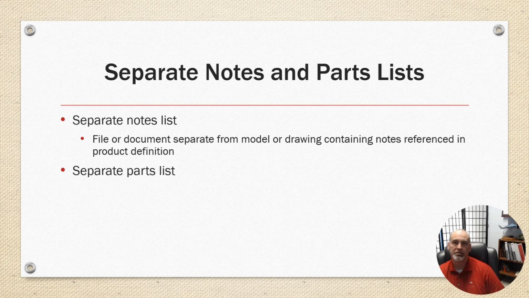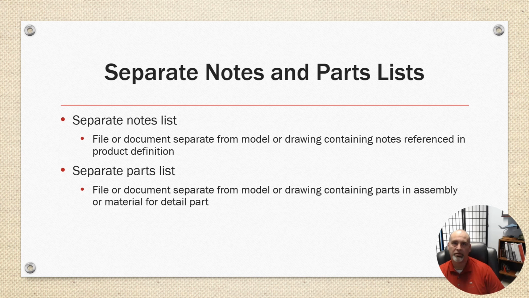Separate parts lists are really common for large assemblies. They would not always be on the drawing itself as a bill of materials. It could be a file or document separate from the model or drawing containing parts in an assembly or material for a detailed part. A note indicating the existence of this separate list must be on your data and visible when open on the model, above the title block or drawing.